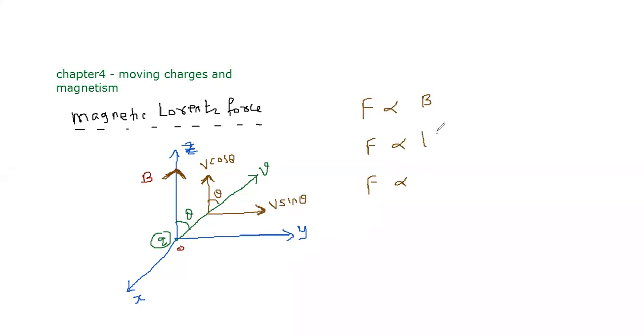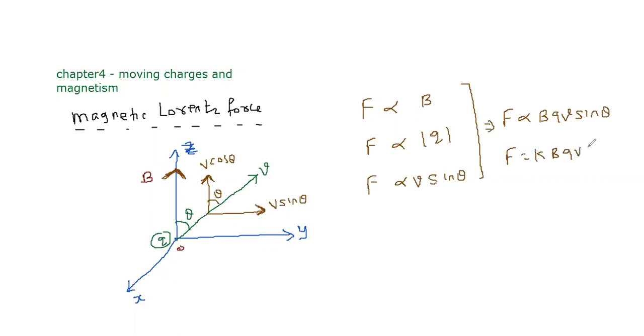Then F depends on the value of charge. More charge, more force. Less charge, less force. And F depends on sin theta. So combine V sin theta. Combine all three, what are we getting? F depends on QVB sin theta. F equal to constant K into BQV sin theta, where constant K equal to 1. So F is equal to BQV sin theta.